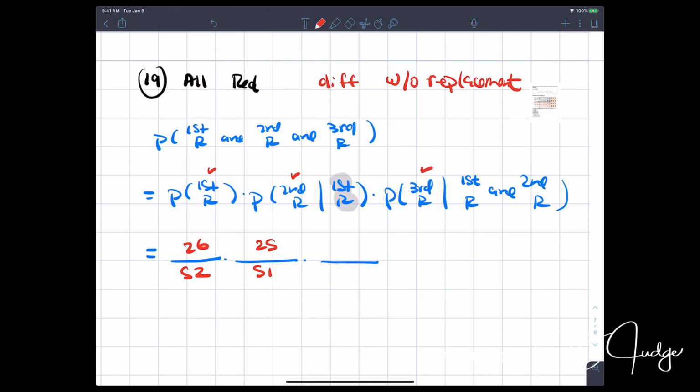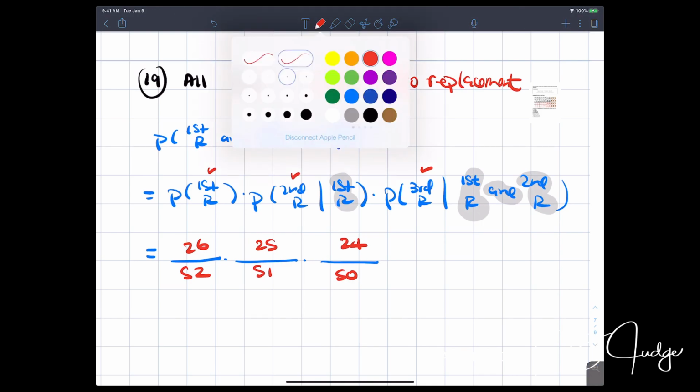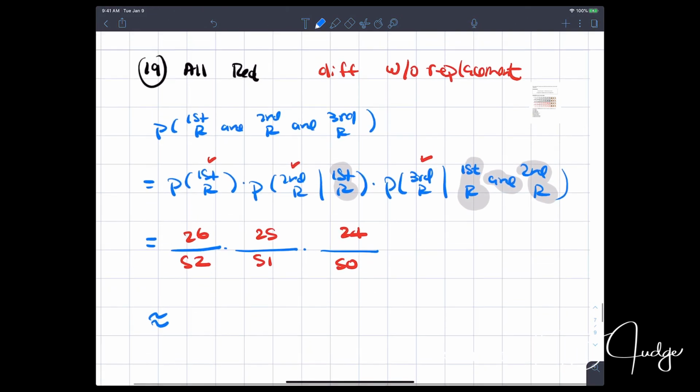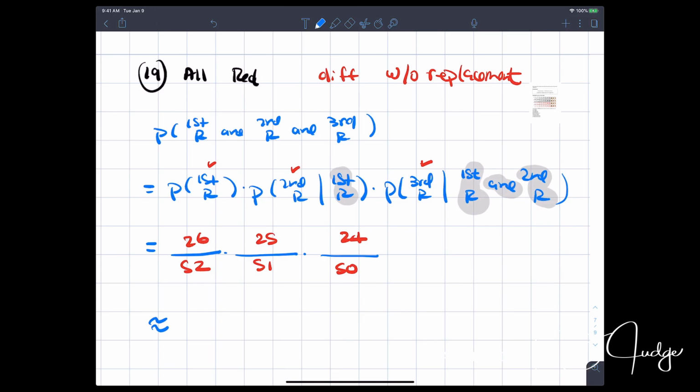Probability the third card is red now, given the first is red and the second was red from our past and they were thrown out the window. What that means is we have 24 red cards left out of a batch of 50. This is the probability that that third card is red. So, ladies and gentlemen, this is the process here. And what we're going to do is, again, go to the TI, and we're going to find out what these answers are.